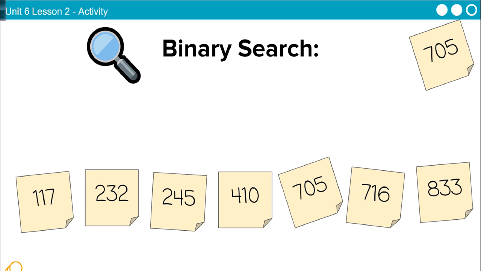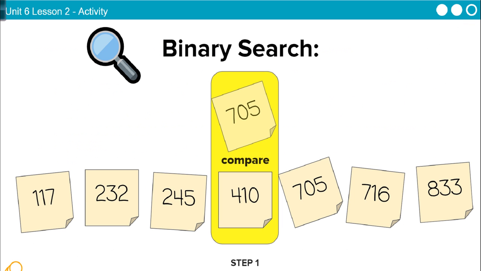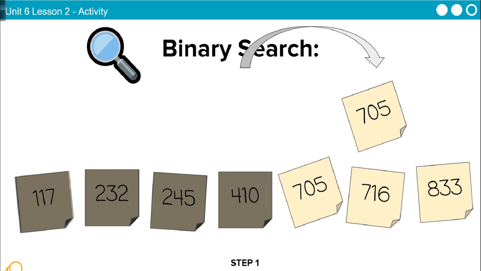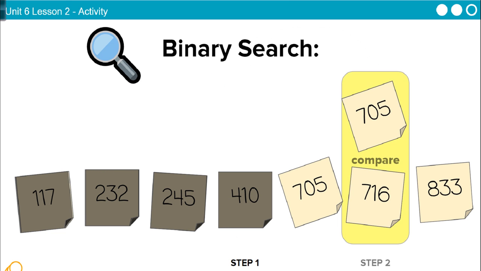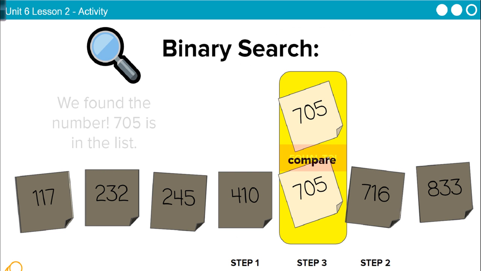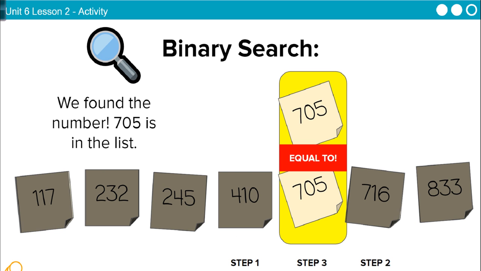So here it goes. We take 705, we compare it to the middle number. That was step 1. It's greater. Okay, so we know that all the numbers to the right are where it's probably going to be, so all the numbers to the left, we eliminate. Okay, step 2, we compare it to the middle of what's left, and we run the same thing. It's less than, so we're going to get rid of everything to the right, and boom, step 3, we compare, and that's equal. So we were able to do it in 3 steps.